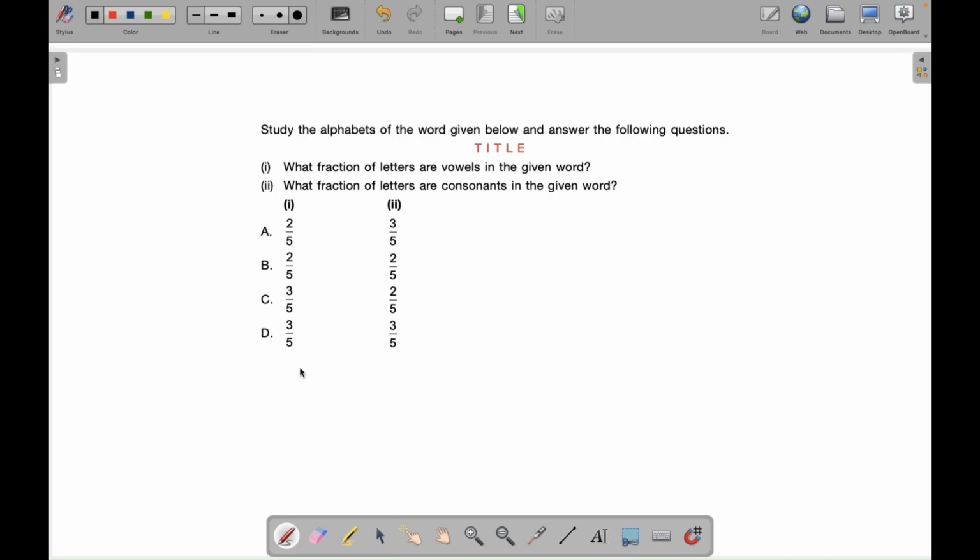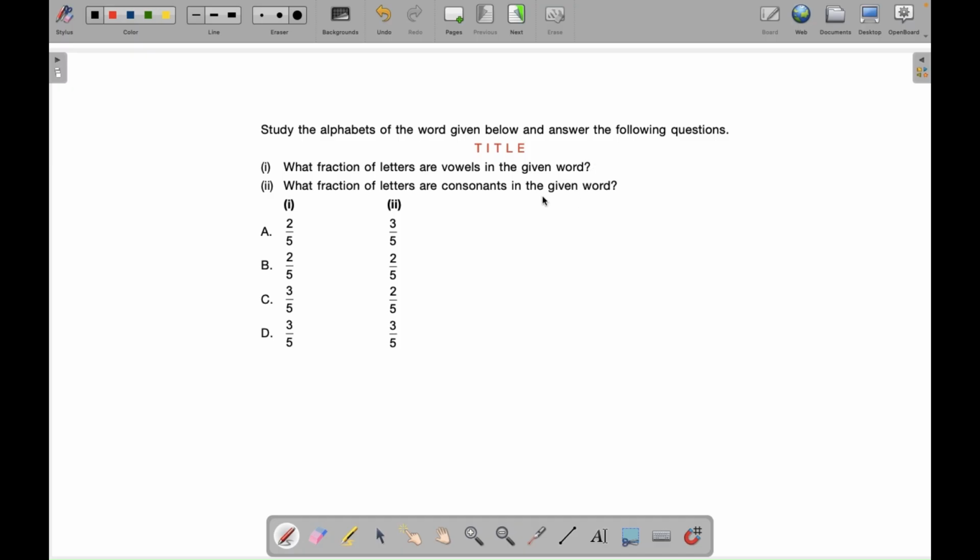Today we are going to solve some questions wherein we have to identify the fraction from the given statement. Right, so the first question we have to look into this alphabet and answer the following two questions. Okay, so we are given this word "title" and what fraction of letters are vowels in the given word. So we have to identify the fraction for vowels.